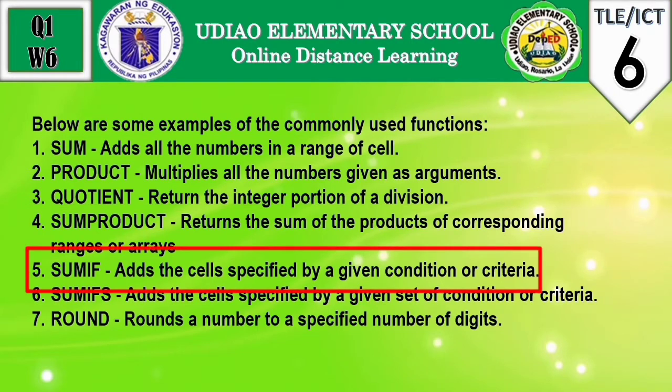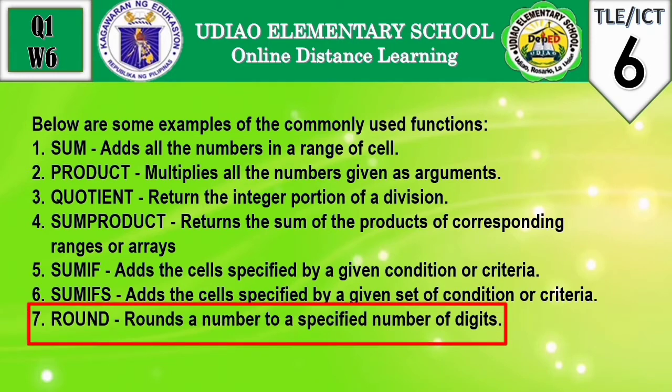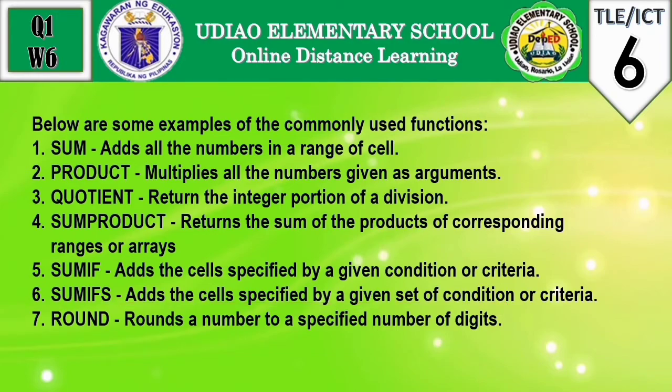Number 5, sum if. Adds the cells specified by a given condition or criteria. Number 6, sum ifs. Adds the cells specified by a given set of conditions or criteria. Number 7, round. Rounds a number to a specified number of digits.